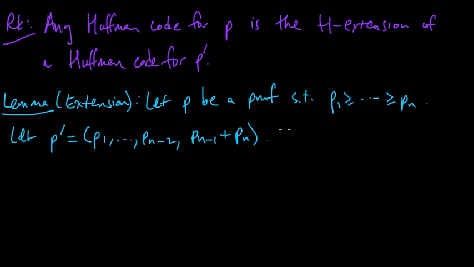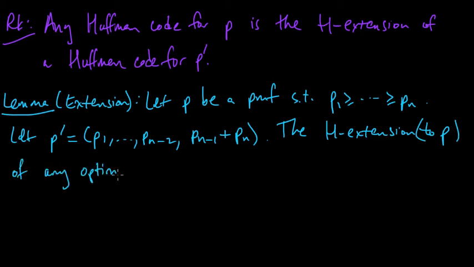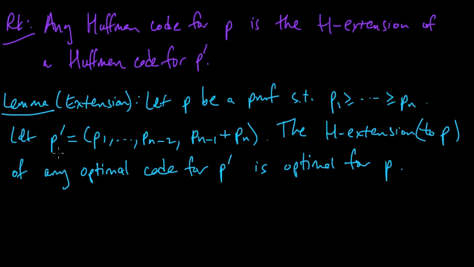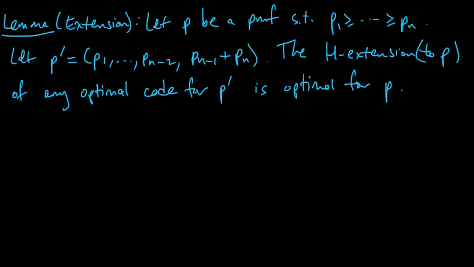And our claim is that the Huffman extension to P of any optimal code for P prime is also optimal for P. Any optimal code, the H extension of any optimal code for P prime is optimal for P. All right, so this is what we're going to show, and this is what we will need to prove the induction step. This is in some sense the induction step in the proof by induction that we're going to do.